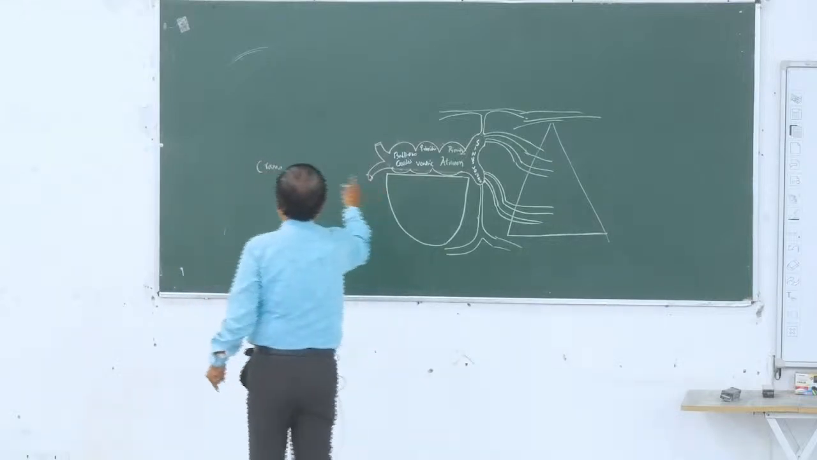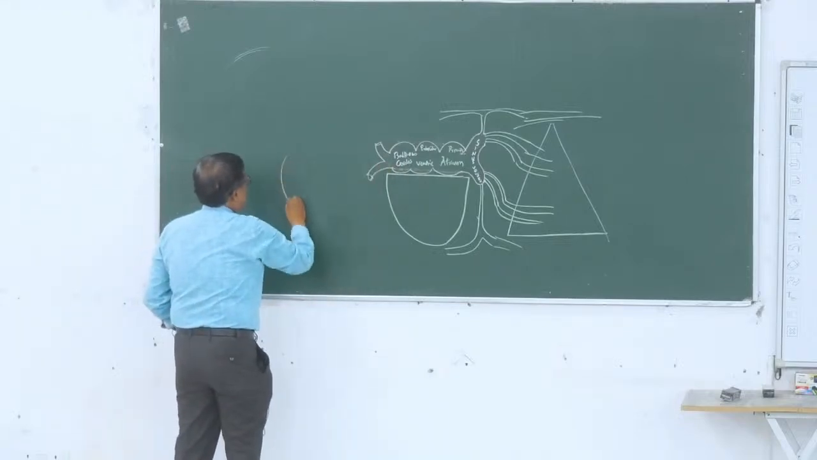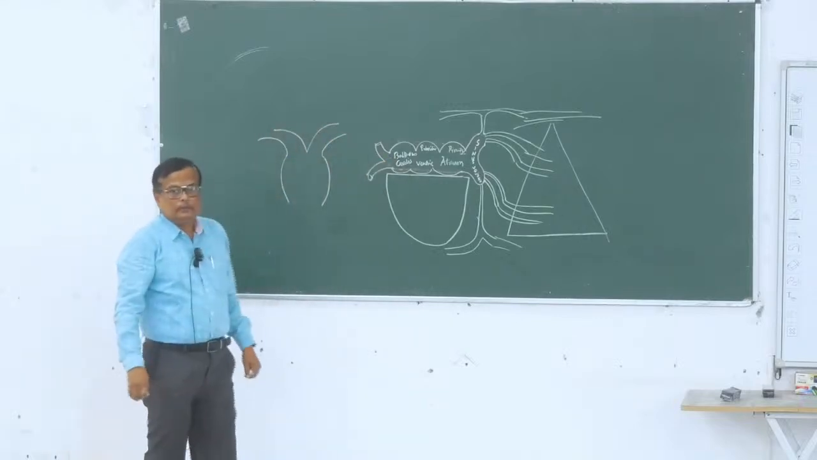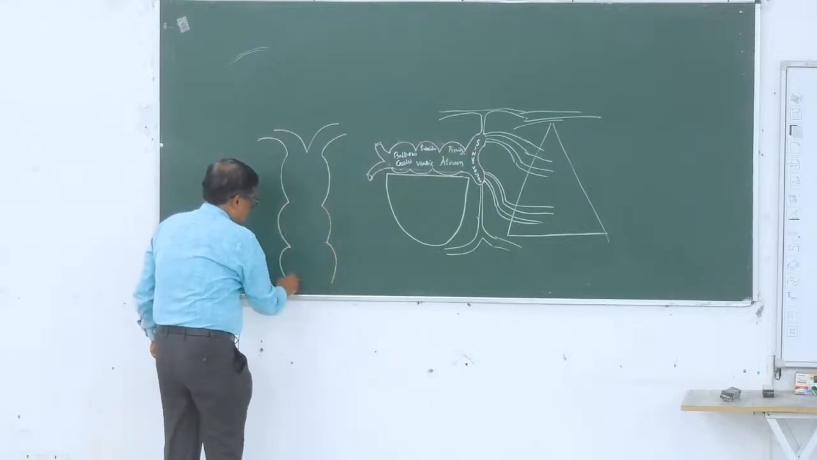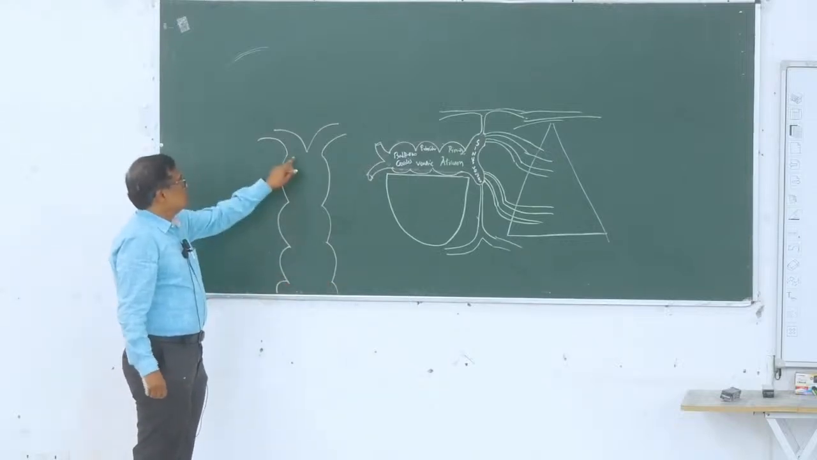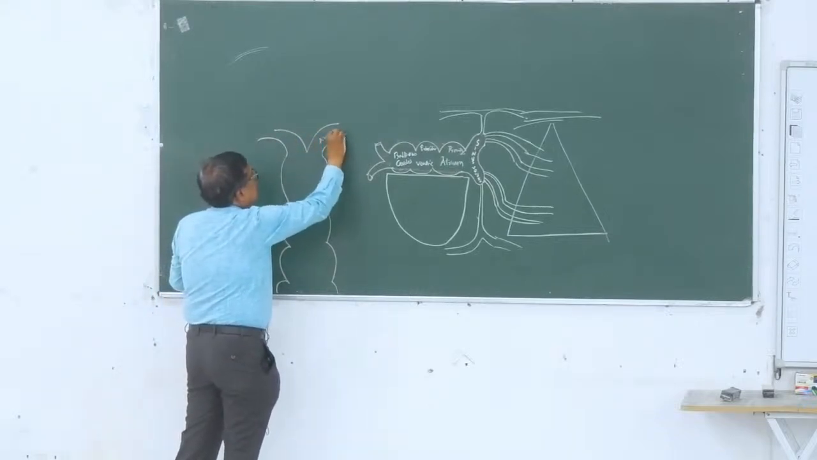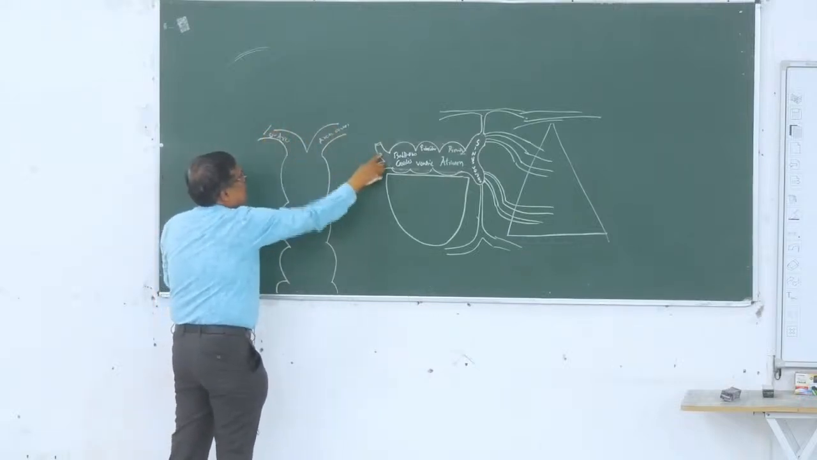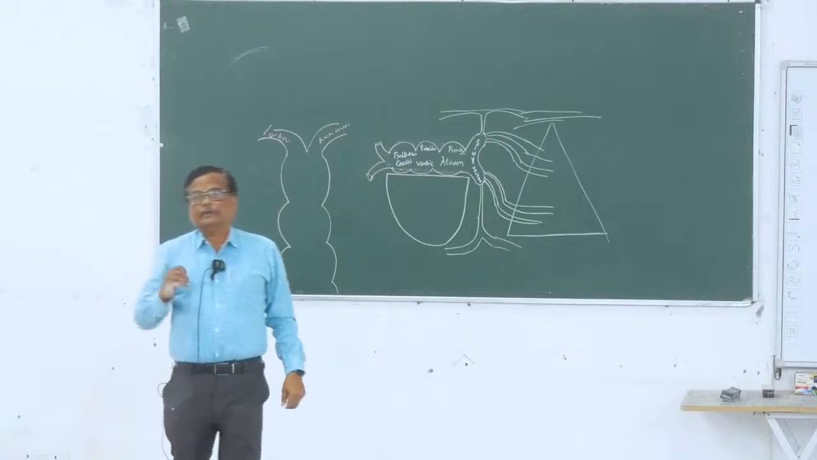If I draw the bulbus cordis separately, I draw it like this. Then the primitive ventricle, then the primitive atrium and the sinus venosus. So this is the bulbus cordis attached to the arch artery, the first arch artery. And the bulbus cordis is now divided into three compartments.